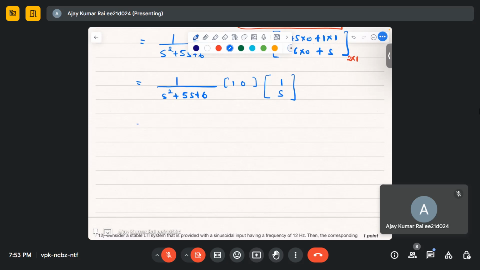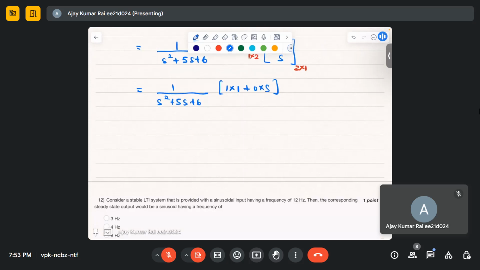Again, if you multiply these two matrices, this is 2 into 1 and 1 into 2. So what you'll get is s square plus 5s plus 6. So 1 into 1 is 1, plus 0 into s. So what you'll get out of this is 1. So this is the matrix s square plus 5s plus 6 into 1. I'm not writing the 1.